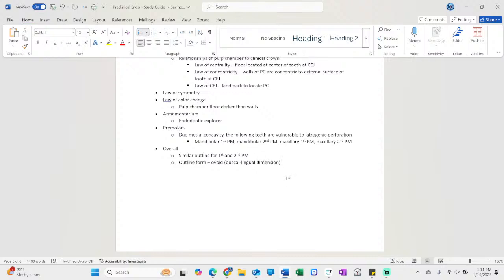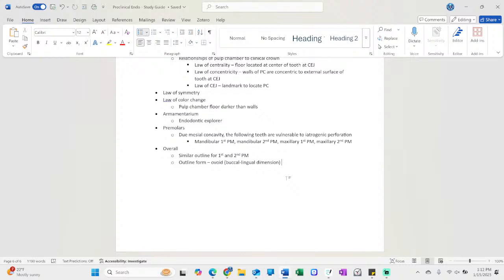And then here, obviously, you can appreciate that mesial concavity. So as you're accessing the tooth, if you're off by just a couple of degrees to the mesial, then you could potentially come right out that concavity there.